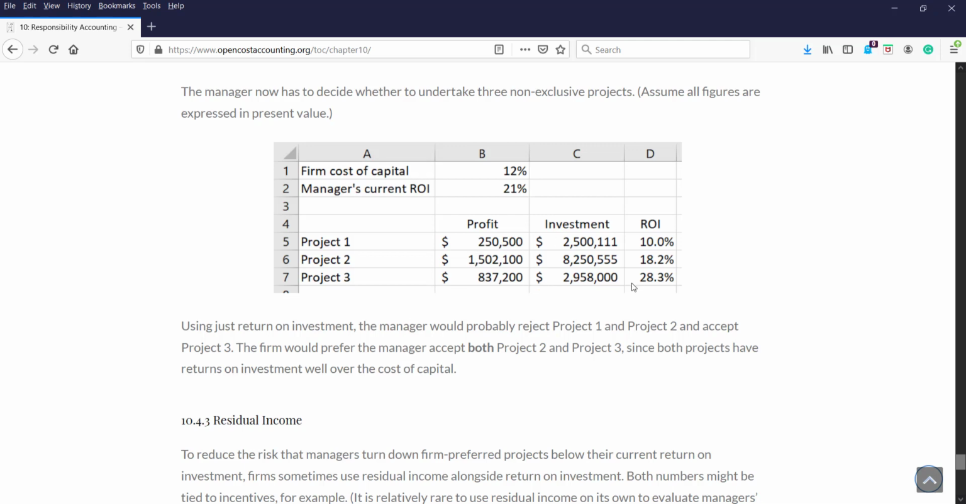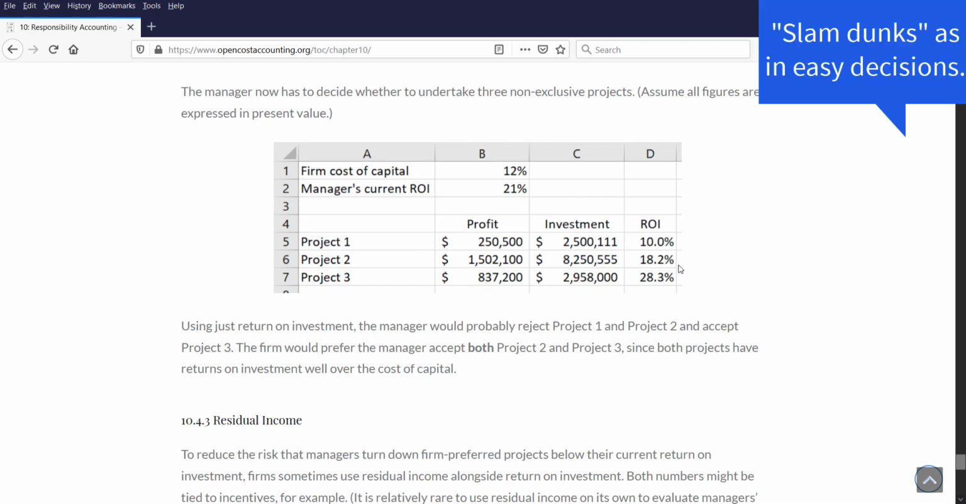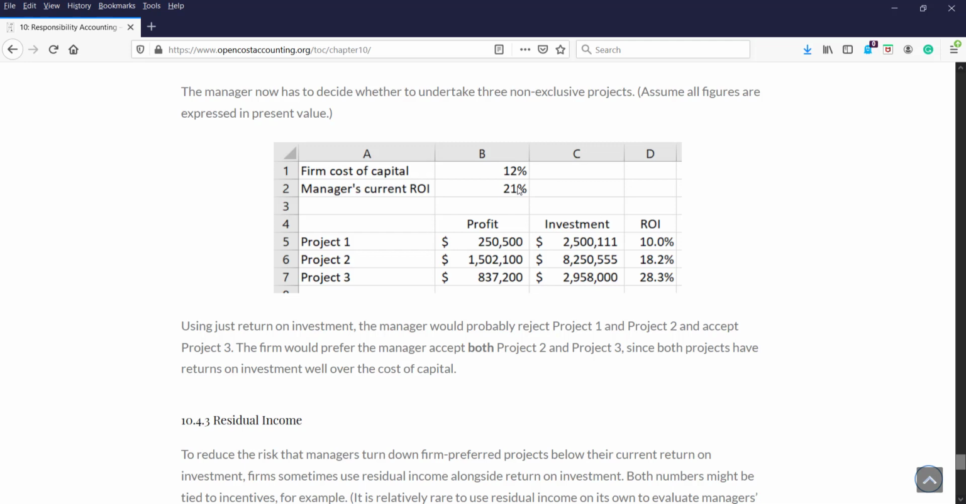Okay, so we have number 1 and number 3 are slam dunks. Number 1, don't take it. ROI is 10%. That's below the firm's cost of capital and below the manager's current ROI. Project 3, slam dunk. Take it for sure. Everyone wants this one. The manager wants to increase his ROI. The firm says, yes, it's above 12%, so yeah, we're making good money on that.